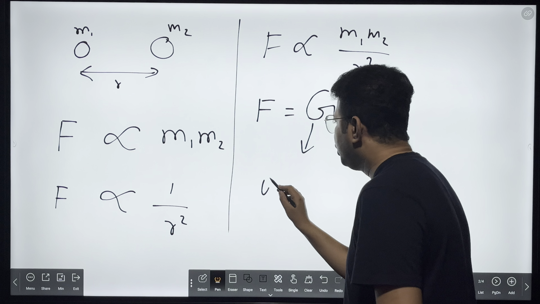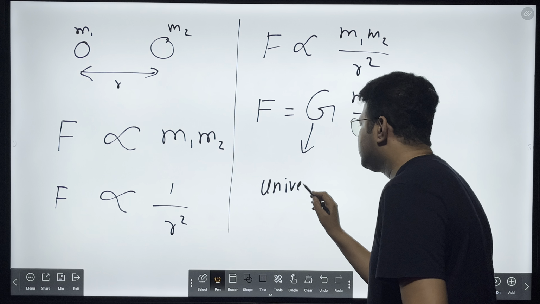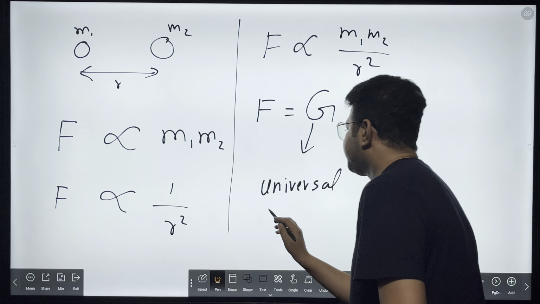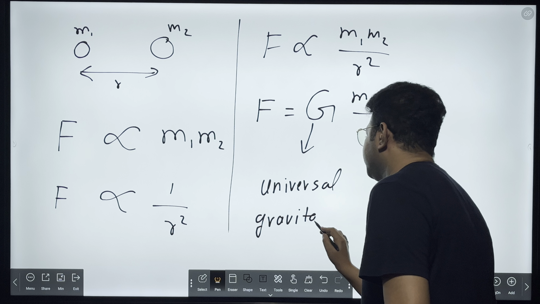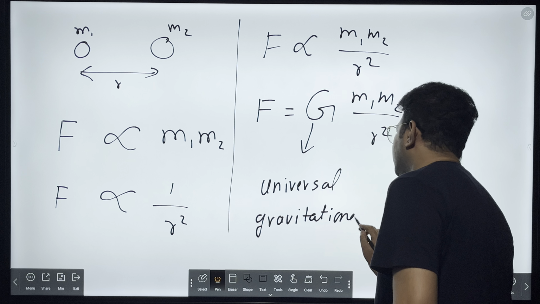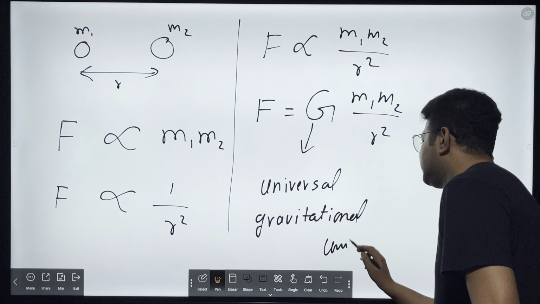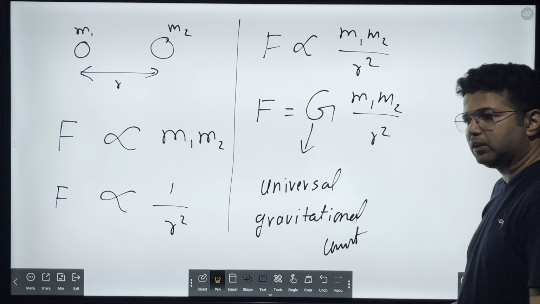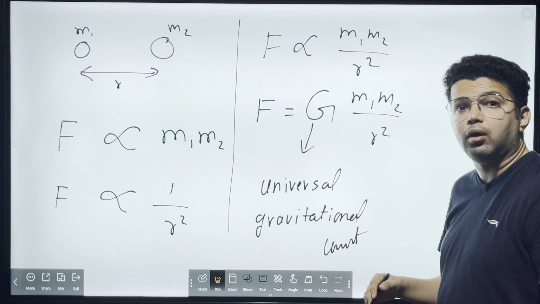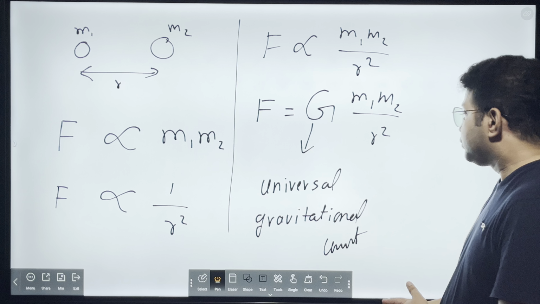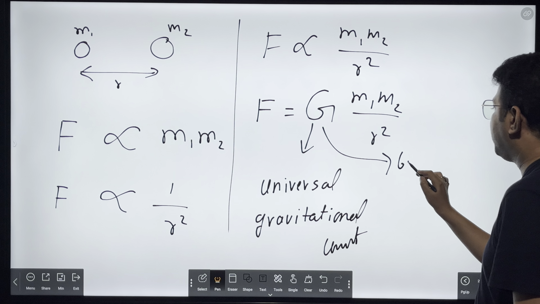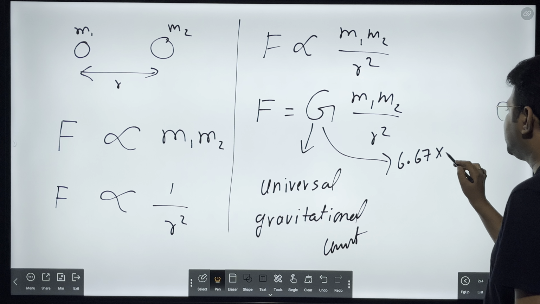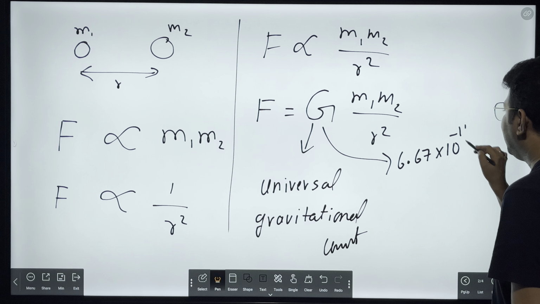G is known as the universal gravitational constant. The value of this constant was calculated later by someone called Henry Cavendish. The value of this universal gravitational constant is 6.67 into 10 to the power minus 11.